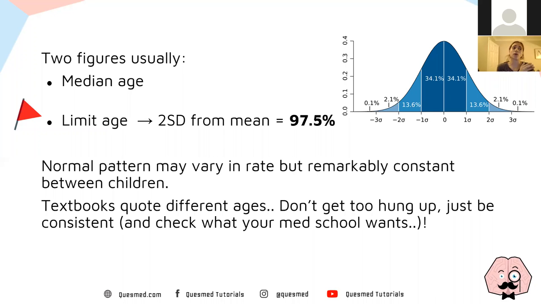Although the pattern and the rate at which milestones are hit can be very different from child to child, the order in which these are hit is remarkably constant between children. And that's why we can talk about limit ages.